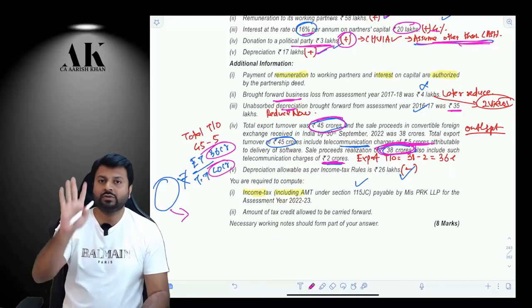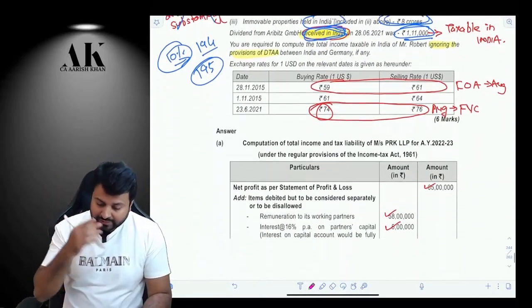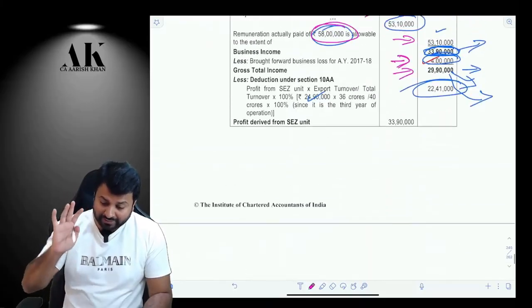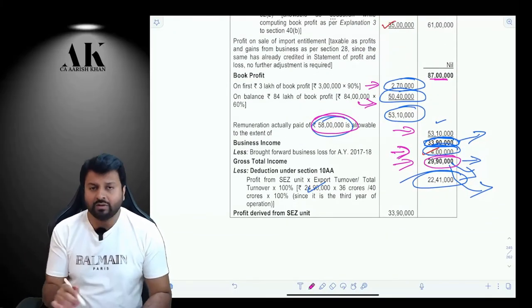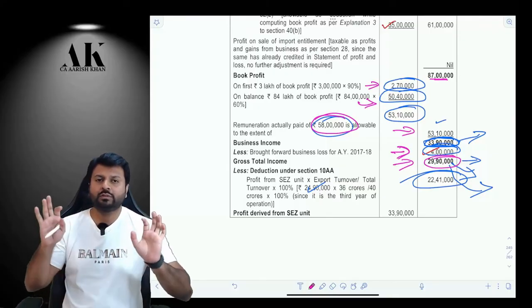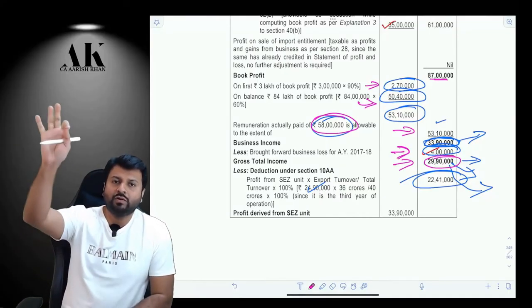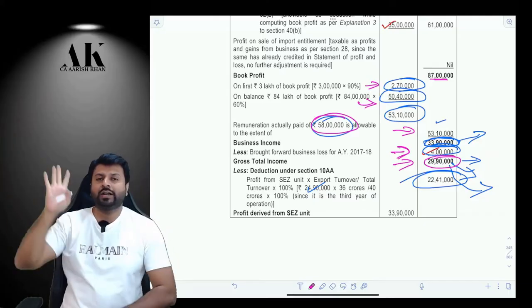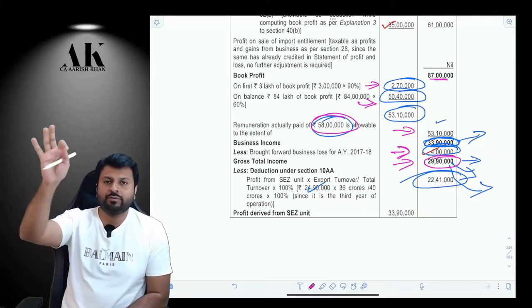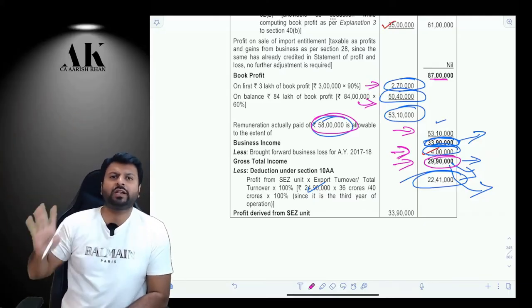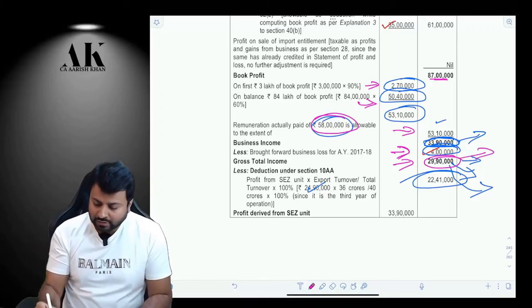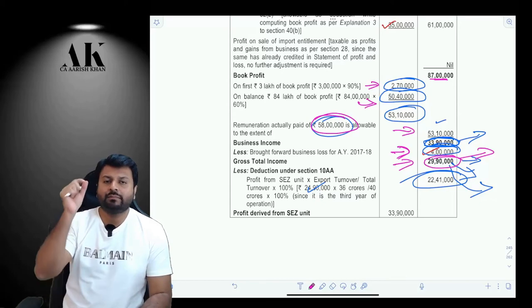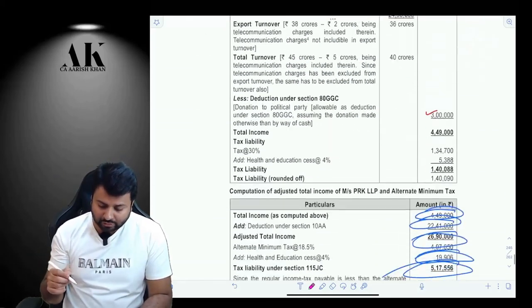For profit, the Institute has taken two views. Now, the first view, be very careful now. Your gross total income is 29,90,000. Out of this, you are supposed to first of all remove 9 lakh rupees profit on sale of import entitlement license, because profit on sale of import entitlement license is not eligible for 10AA deduction. Therefore, remove that much from 29,90,000. 29,90,000 minus 9 lakhs comes to 20,90,000 rupees.